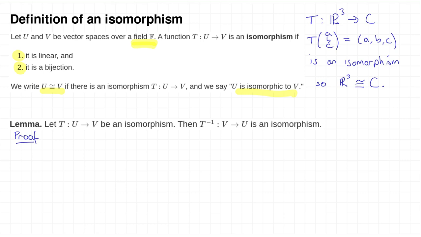So to prove this, I have to show that T inverse has both of the properties in the definition of being an isomorphism. It's got to be linear and it's got to be a bijection. But the second one follows immediately from what we know about inverse functions. Specifically, we know that the inverse of a bijection is again a bijection. So certainly T inverse is a bijection. All I need to do is show that it has the two linearity properties.